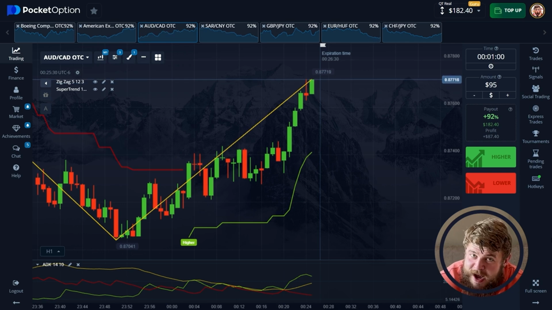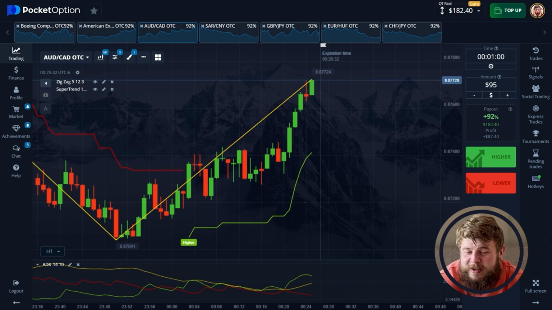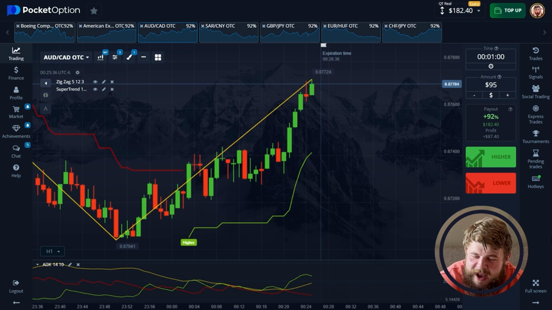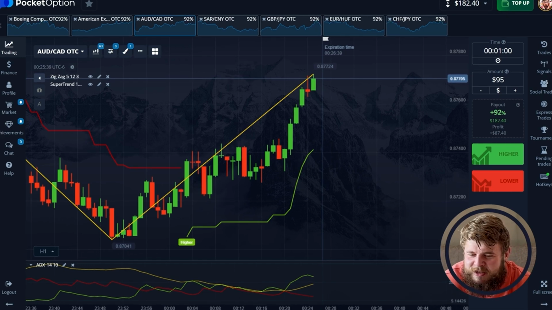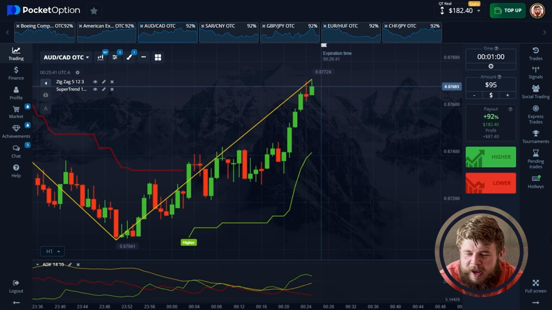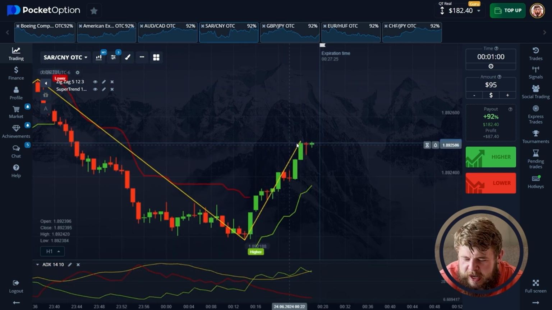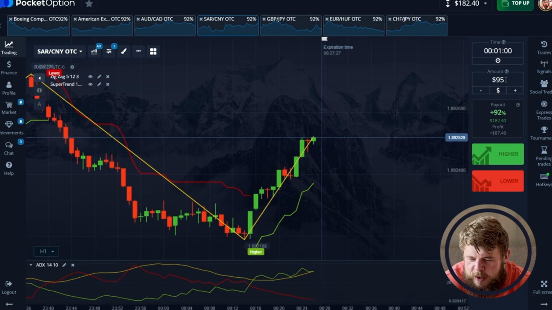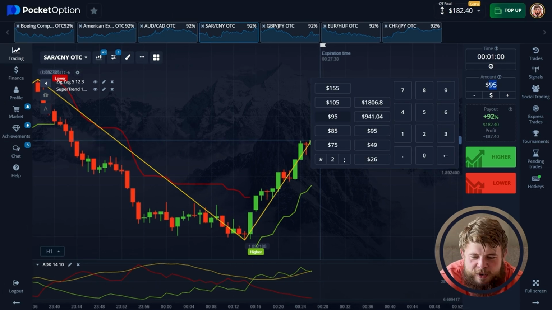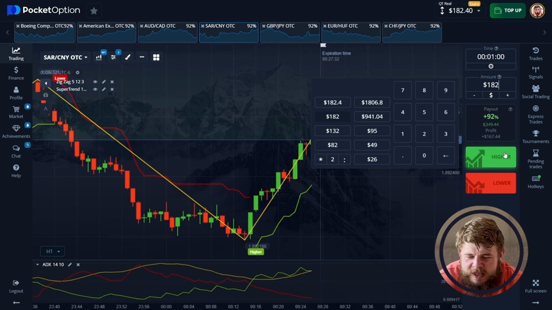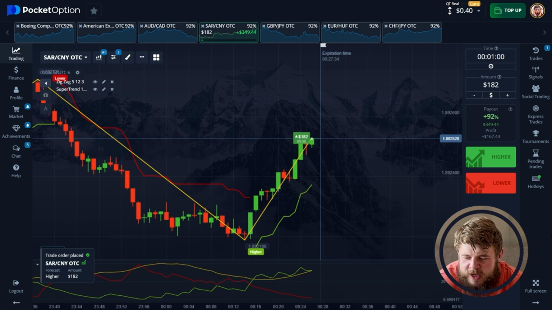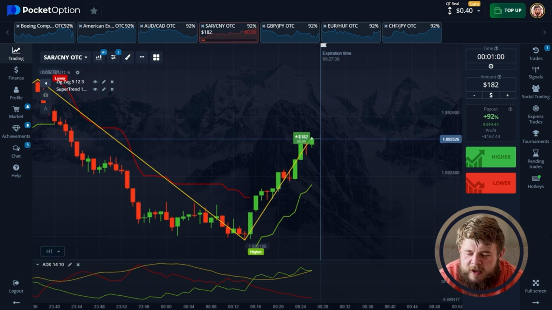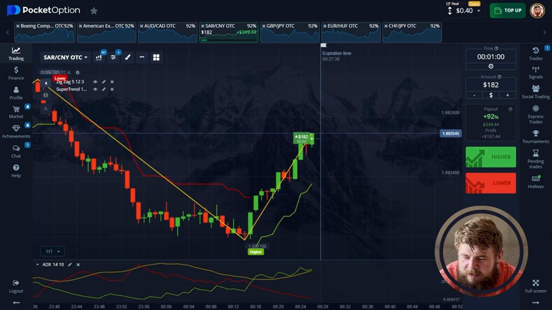We can make much and much more, guys. So let's do this. Let's not waste our time. Okay, so here, according to the ADX, Super Trend and Zigzag, we're in the buy zone. So let's open buy position with an investment of $182. Okay, guys, so we have opened it.